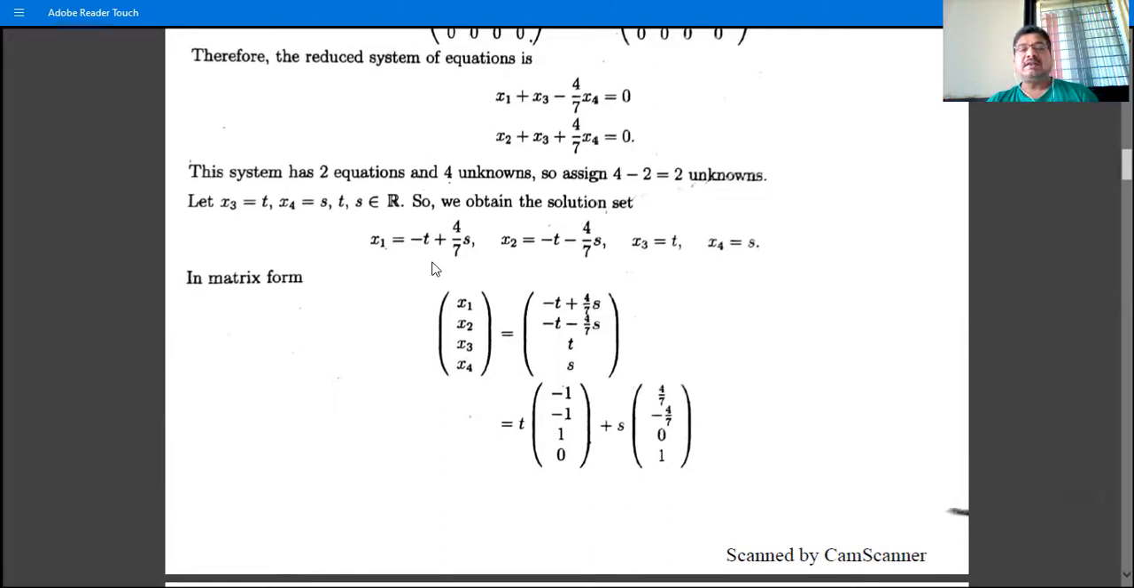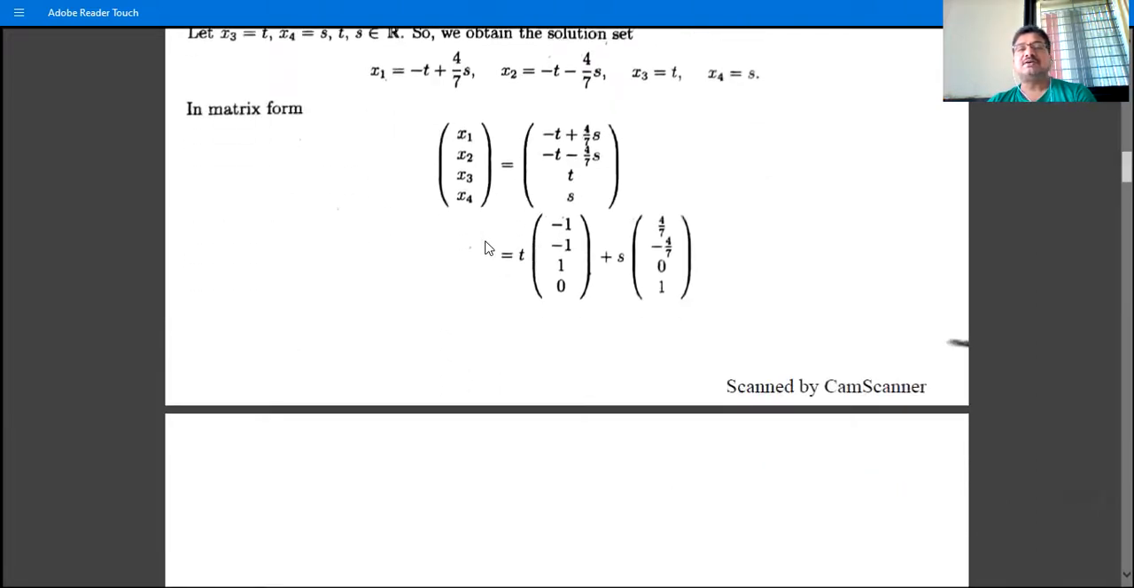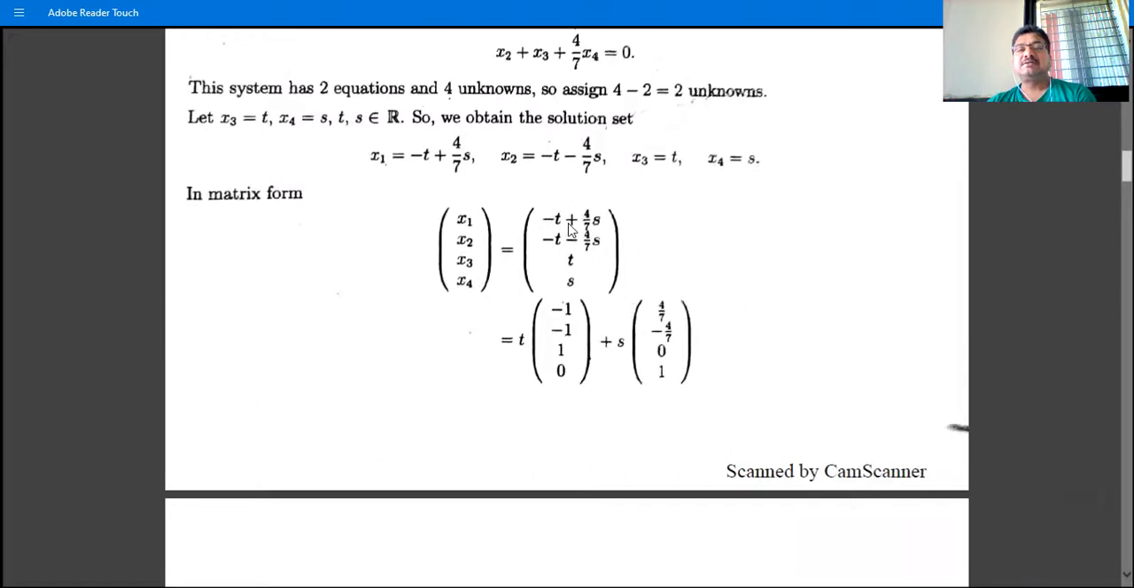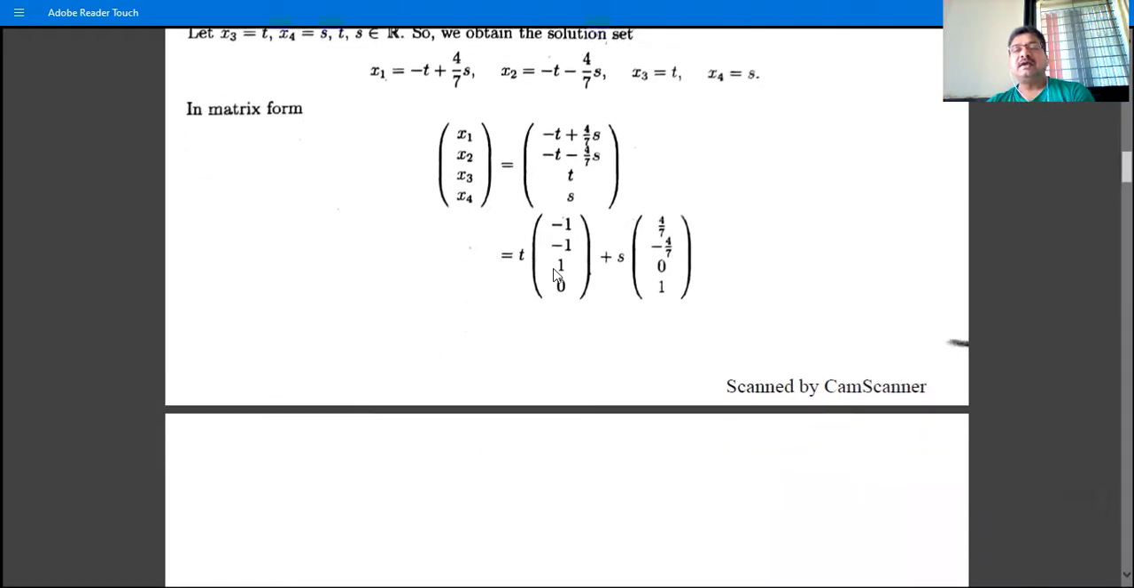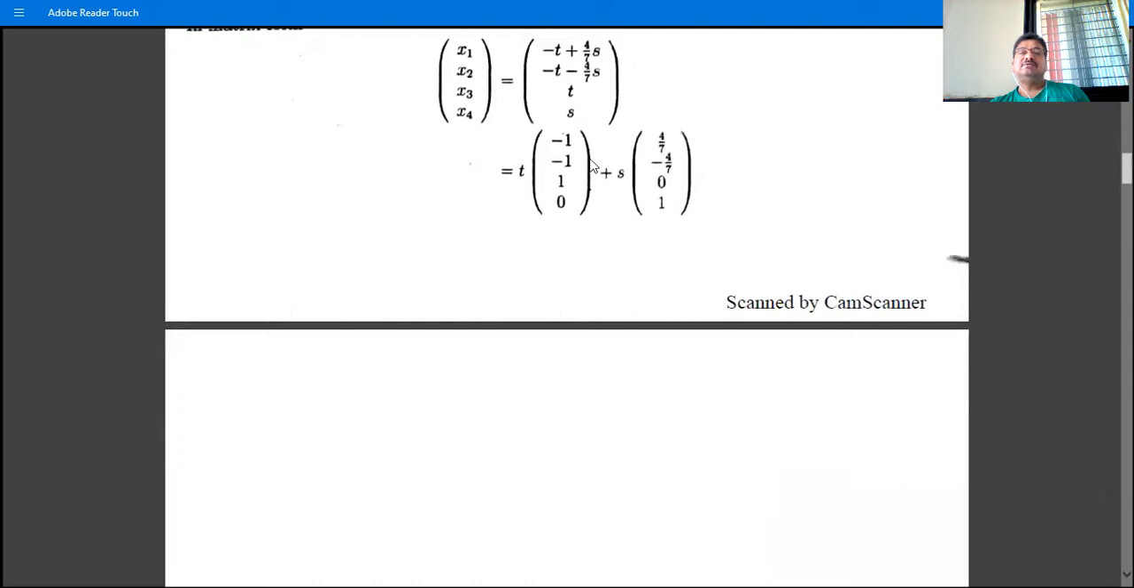In matrix form, this solution x1, x2, x3, x4 is equal to minus t plus 4 by 7 s, minus t minus 4 by 7 s, t, s. Then take t as common. We have the coefficient column matrix minus 1, 1, 1, 0, plus s times the column 4 by 7, minus 4 by 7, 0, 1. So these are the two column matrices. Okay, so this is the solution.